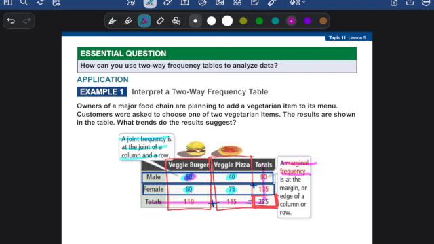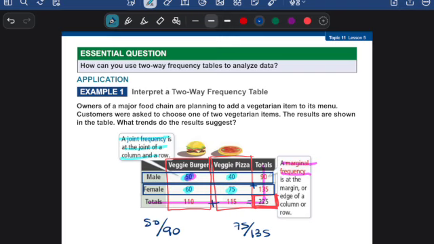Even though more females preferred the veggie burger than the males, 60 to 50, more females were surveyed in total. So we're looking at out of the total females surveyed. Out of 135, 75 preferred the veggie pizza. For the males, out of the 90 that were surveyed, 50 preferred the veggie burger. Okay.